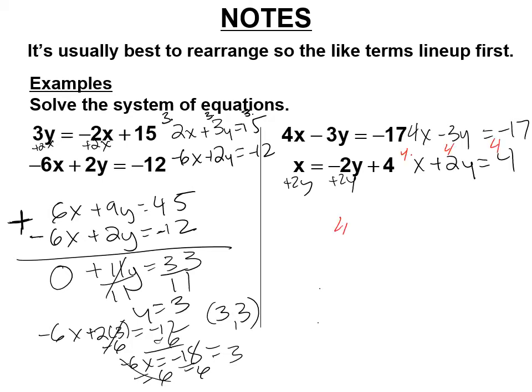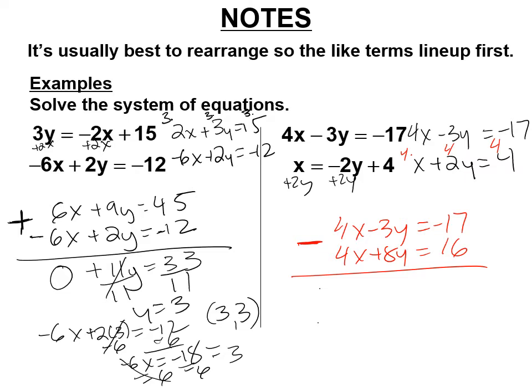All right, so we have 4x minus 3y equals negative 17. That's the top one. The bottom one now is 4x plus 8y equals 16. All right, so I'm going to be subtracting these, and this one's tricky. I'd like you to pause and try it, because this is where mistakes can happen.